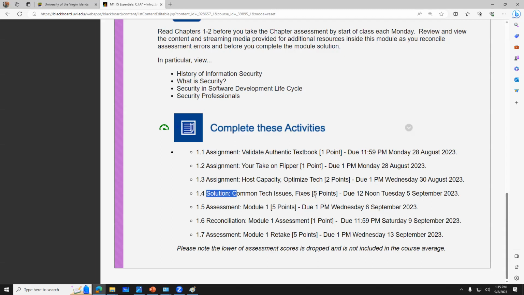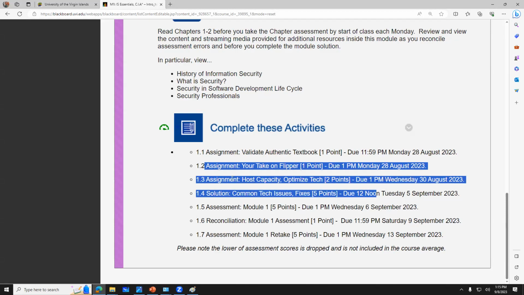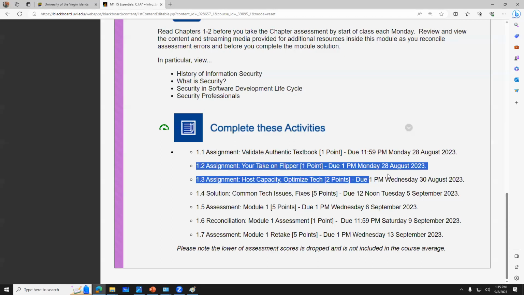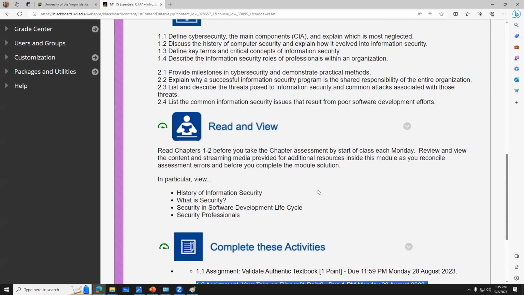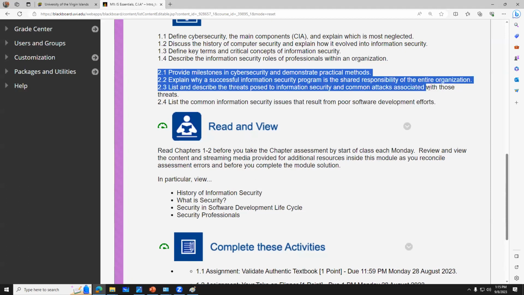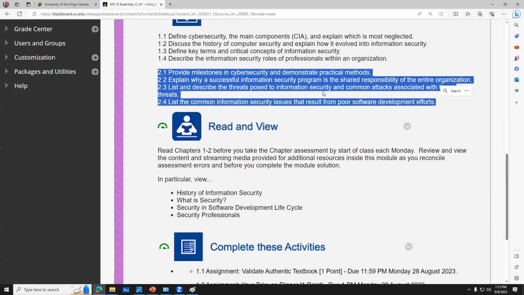I have noticed that some of you have not completed some of the assignments yet. So the 1.2 assignment and the 1.3 assignment, we need you to go ahead and wrap that up and get that in.